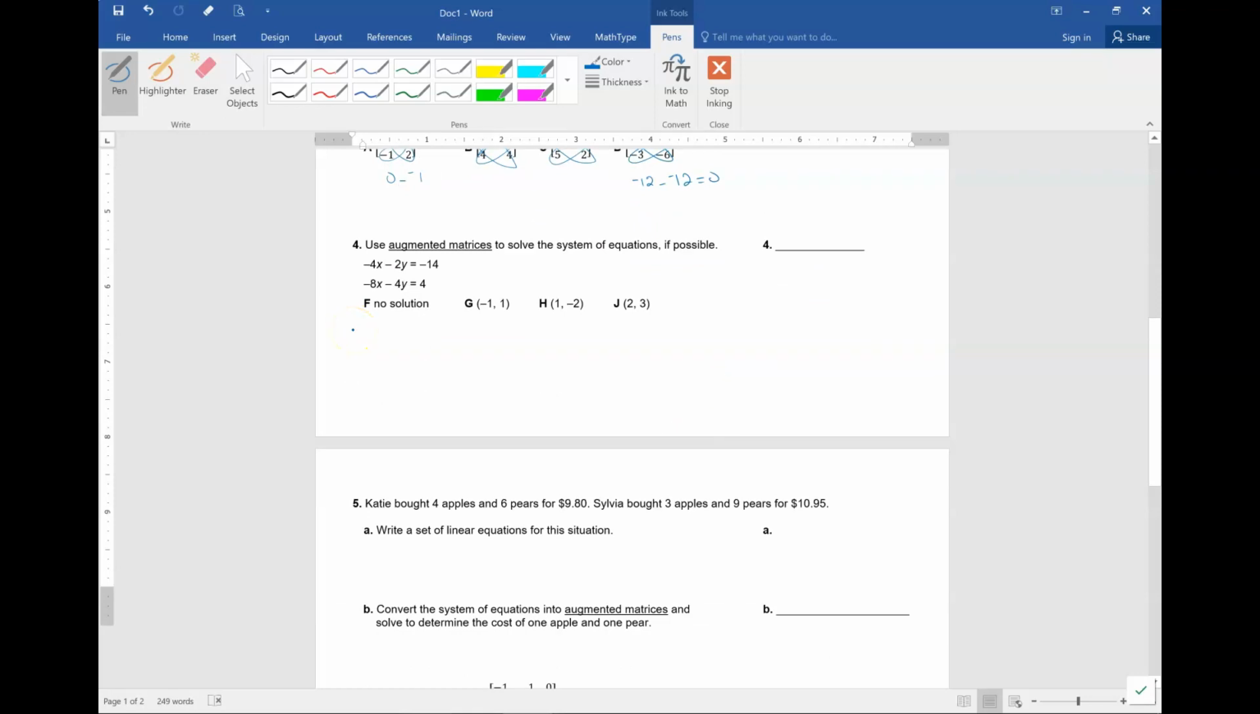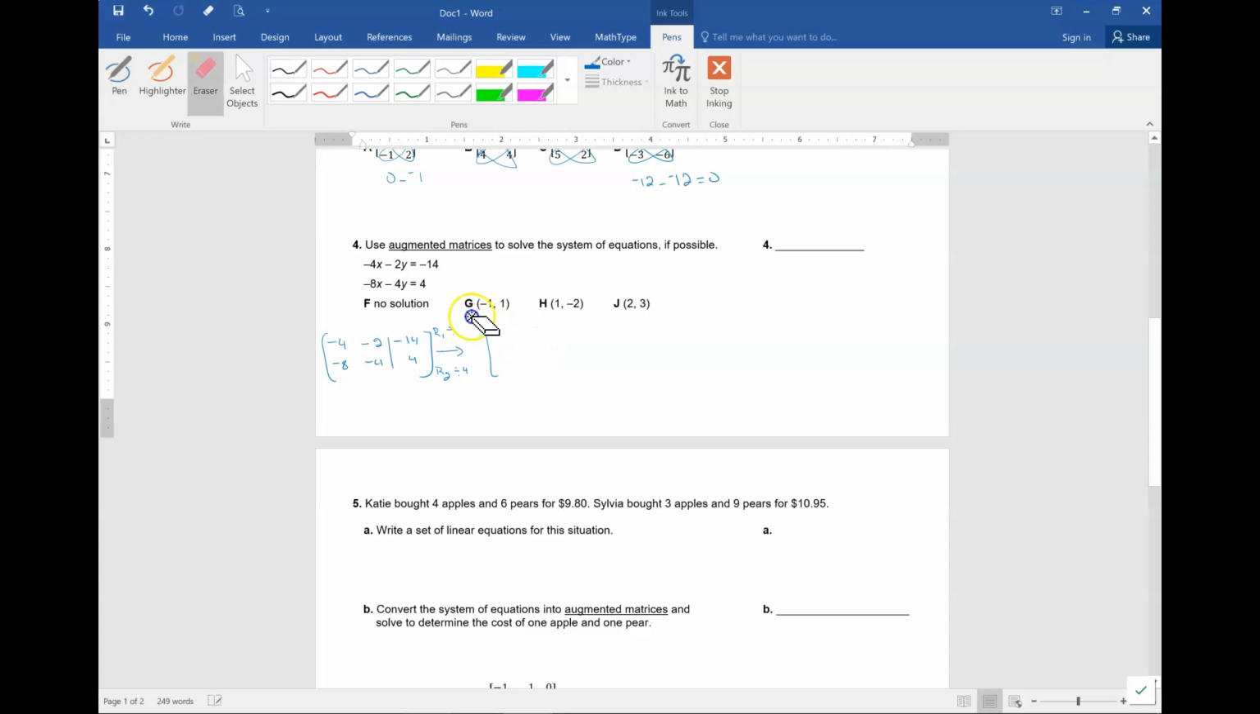Okay, so here I have -4, -2, -14, -8, -4, 4. Okay, notice we can simplify both of these equations, right? So I can divide row 1 by 2. And I could divide row 2 by 4.